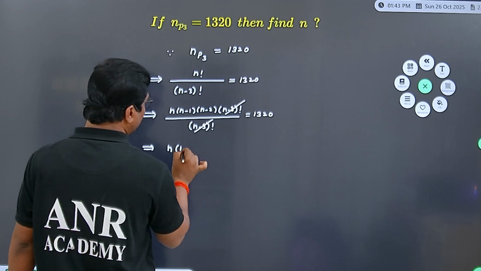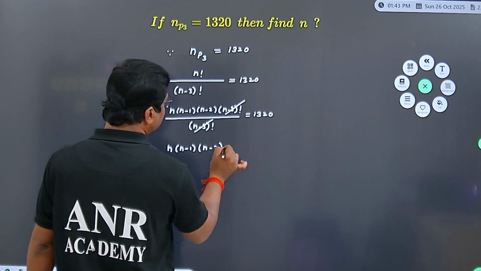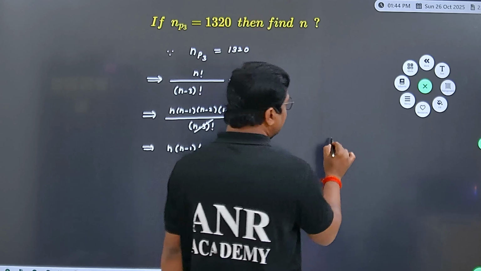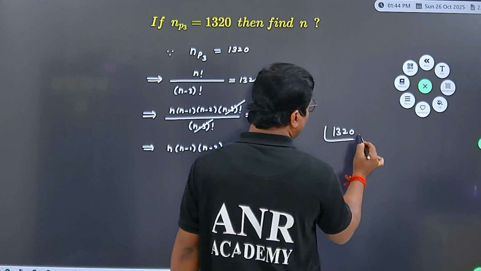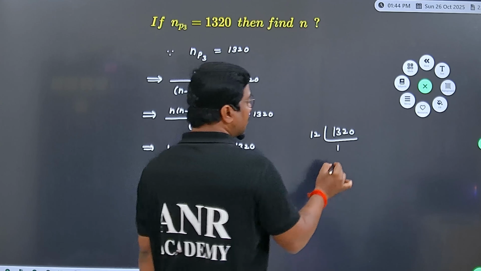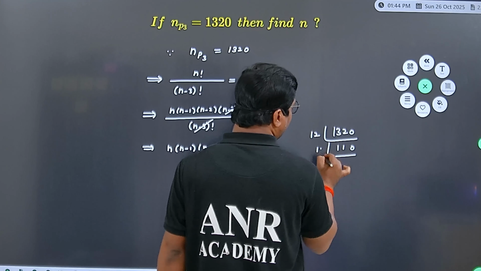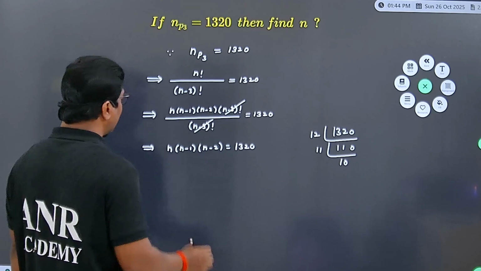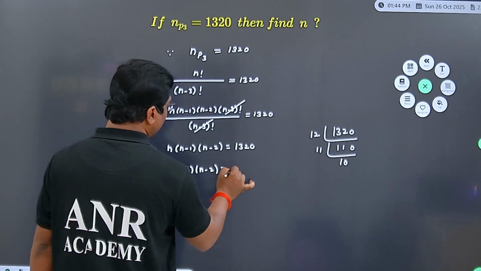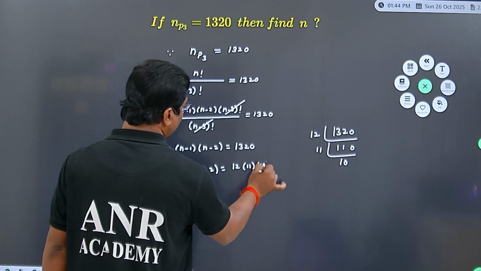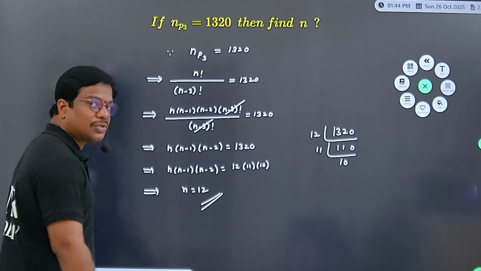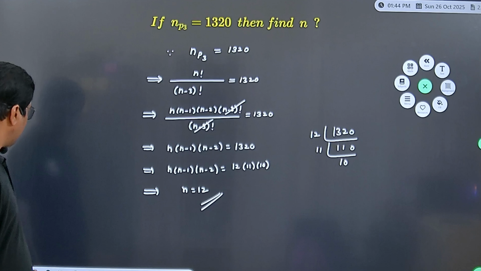Now you have to write this as product of 3 successive terms. You have 1320, right? Let us see. 1320 perfectly divisible by 12. 12 ones are 12. Next 12 ones are 12. Now I can write 11 into 10. Yes, so that I can write in the right hand side product of 3 terms as 12, 11, 10. On comparing both the sides, the value of n becomes 12. Let us move to the next one.